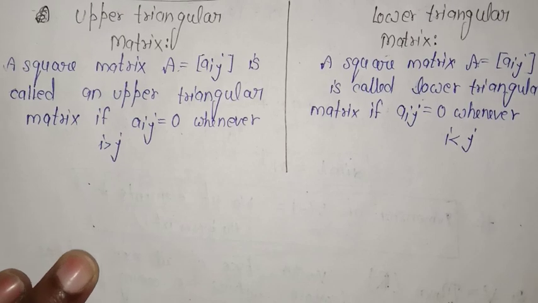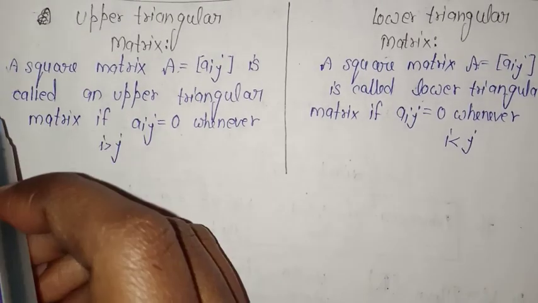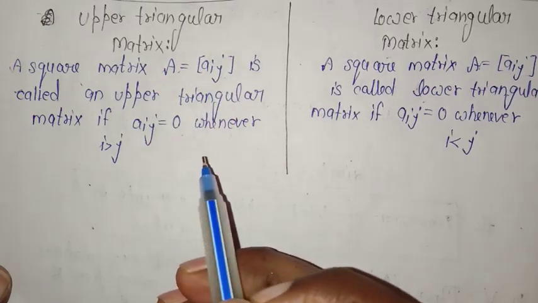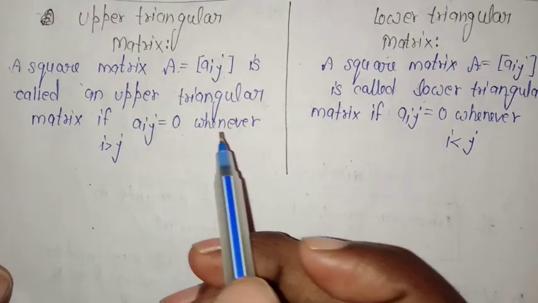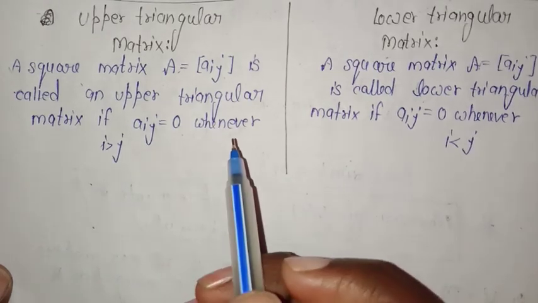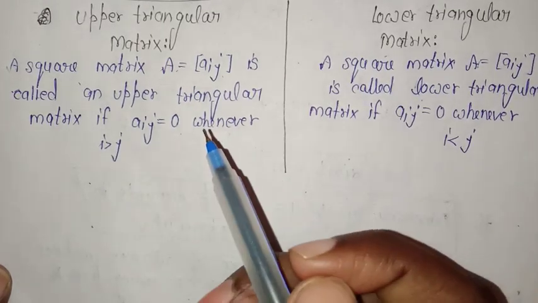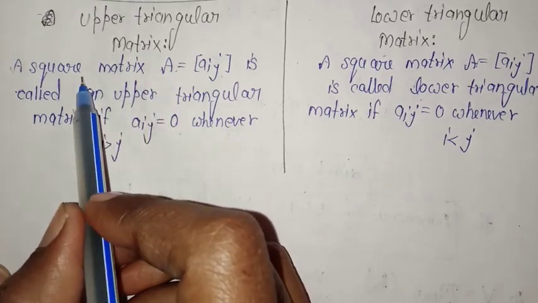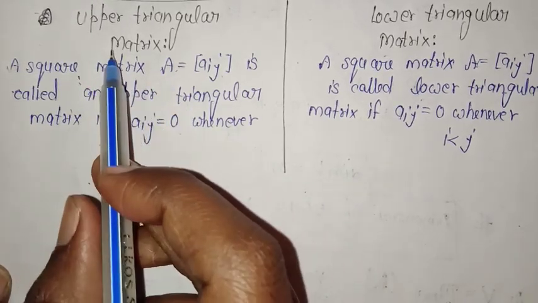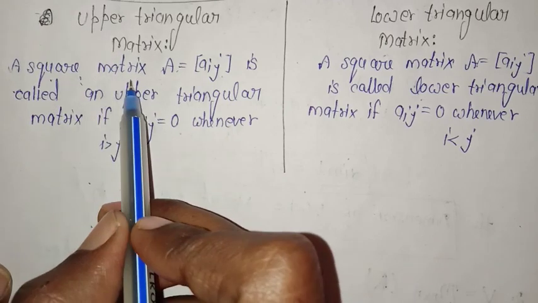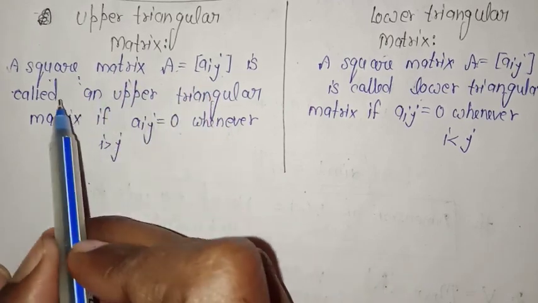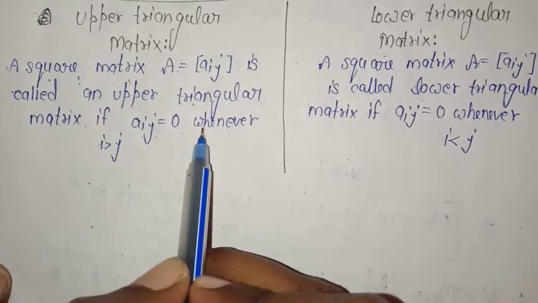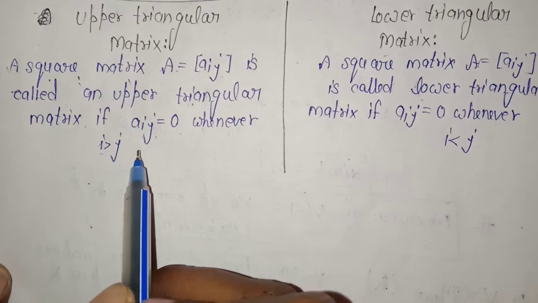So the definition of upper triangular matrix is as follows. Let a square matrix A equal Aij. All the matrices that we have talked about, that is null matrix, scalar matrix, upper triangular matrix, lower triangular matrix, are discussed for square matrices only. A rectangular matrix cannot be upper triangular. So a square matrix A equal Aij is called an upper triangular matrix if Aij equals 0 whenever i is greater than j.